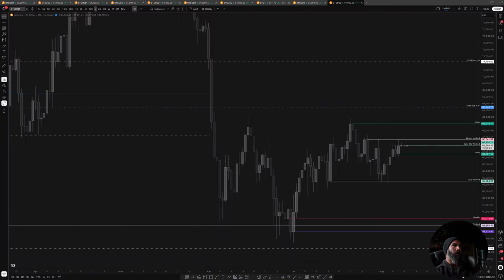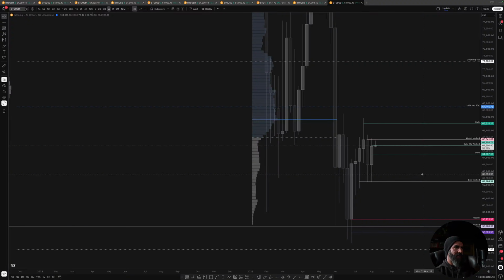We know where we can find monthly, we know where we can find weekly inside of here, and then within inside of here, I just want to double check myself to see if there's any other weekly levels.